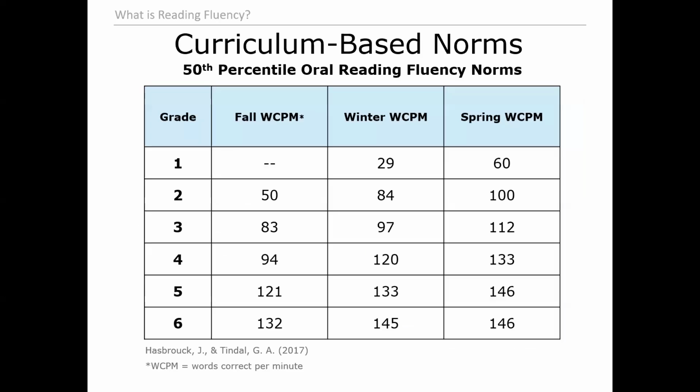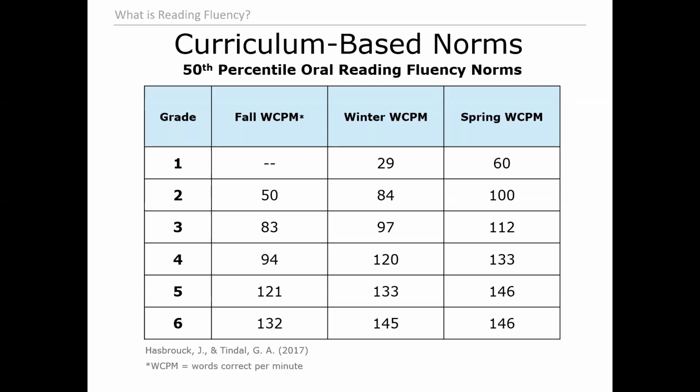So, this is the Hasbrouck-Tyndall table, and it can help you identify which students are going to need extra help to become automatic readers. This table shows the oral reading fluency norms for the 50th percentile in grades 1 through 6 across the United States. It's based on the work of Jan Hasbrouck and Gerald Tyndall. They combined data for hundreds of thousands of students to create the norms in this table.